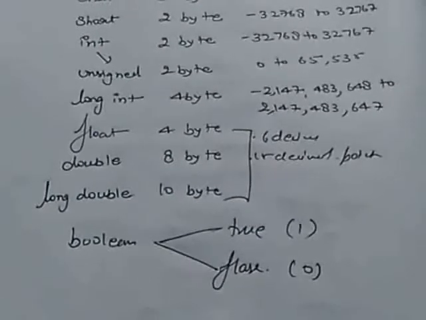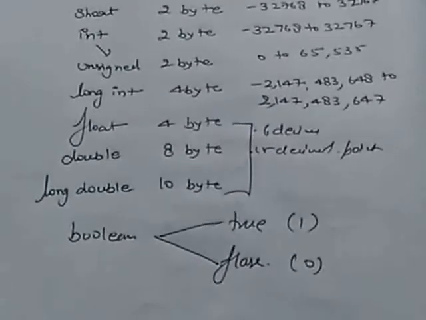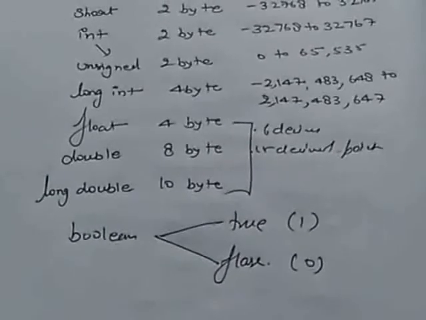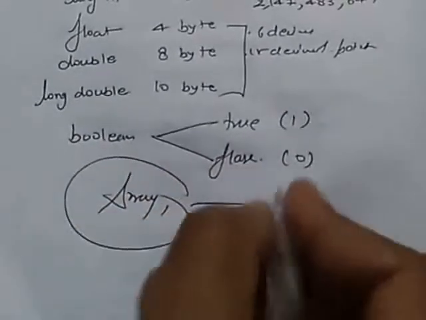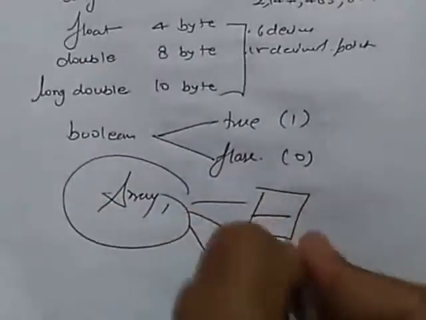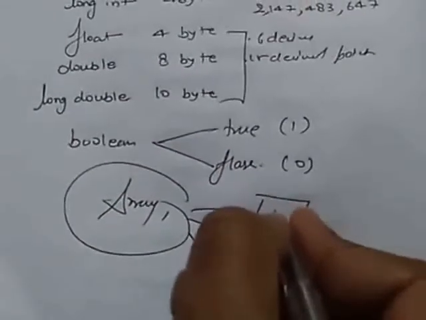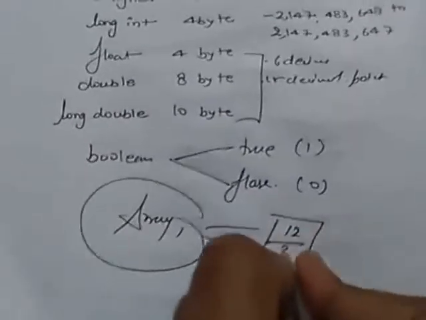Now we have derived data types, in which we have array. So it will take multiple values. For example, we can say numbers of marks of various students like 12, 32 and 56.